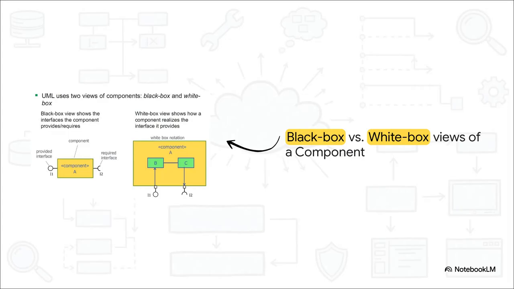Now, what's really interesting here is how these two essential views are visually juxtaposed, the black box view and the white box view. Look at the black box view on the left. Everything internal is completely hidden. All you see are the provided and required interfaces, basically what it gives to the system and what it absolutely needs to function. But over on the right, that white box view exposes the internal realization. It shows you exactly how the component uses internal classes like Class B and Class C to actually realize the interface it's providing to the outside world. As an architect, you'll be constantly zooming back and forth between these two perspectives.